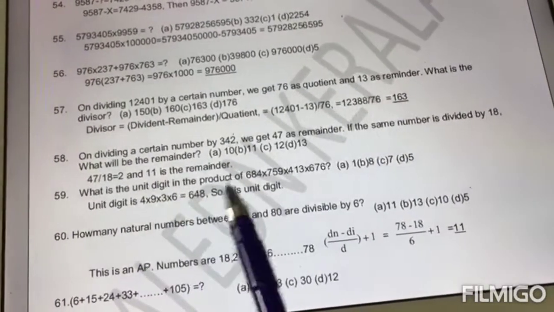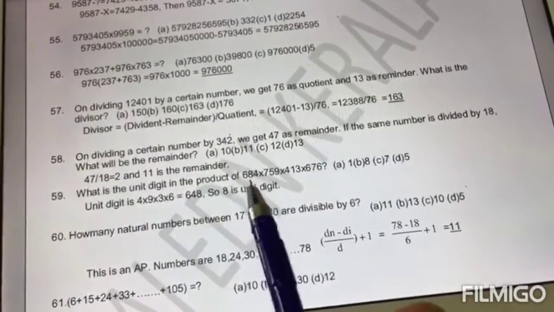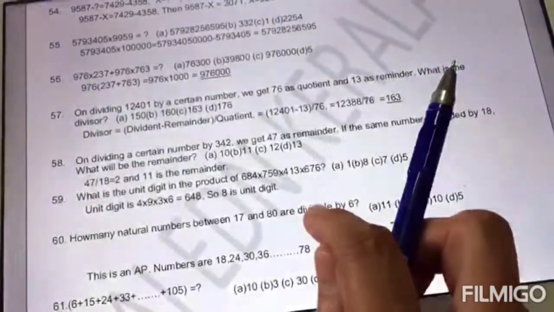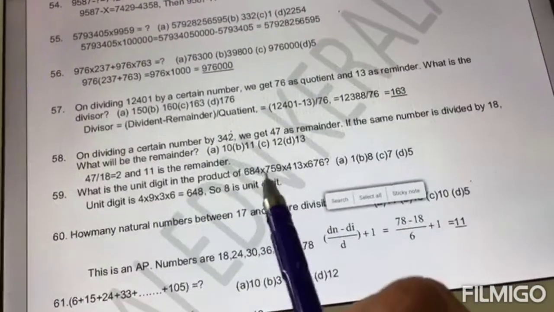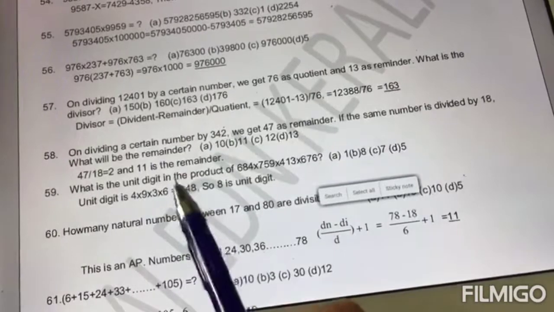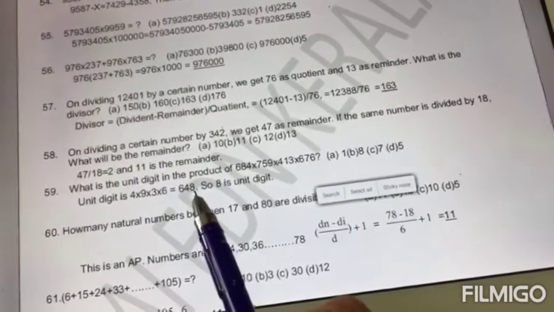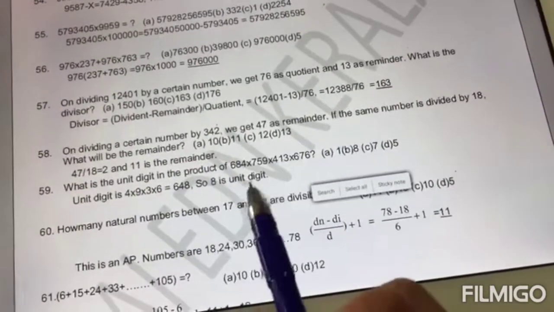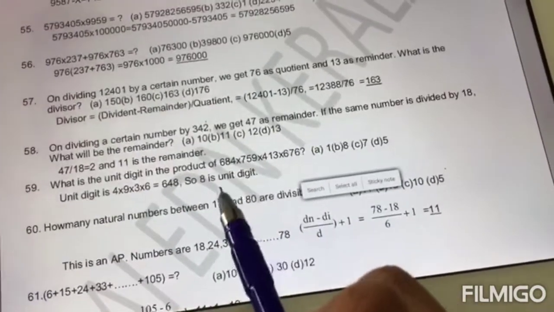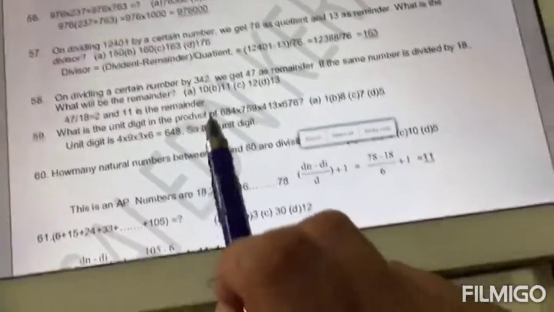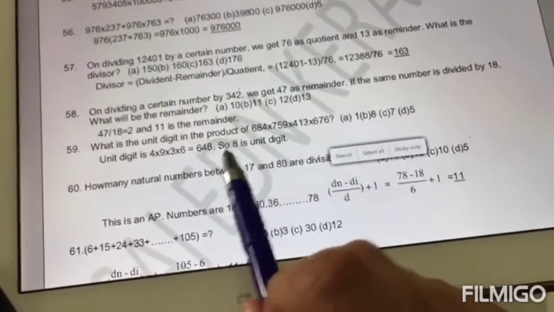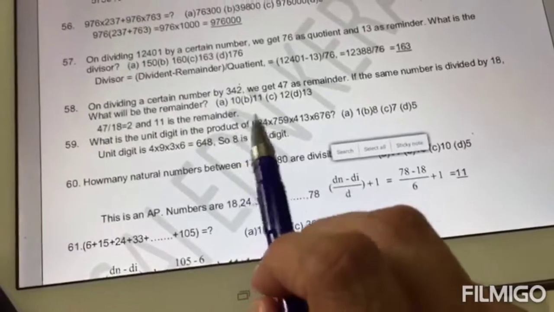What is the unit digit in the product of this? What is a shortcut? Take the unit digits of each number, that is 4, 9, 3 and 6. Multiply them, you will get this answer. Take the unit digit from this product and that will be the unit digit of the product of the entire thing. So 8 is the answer here. There is no explanation as such. It's only a shortcut and you'll have to memorize the ways of doing certain things.